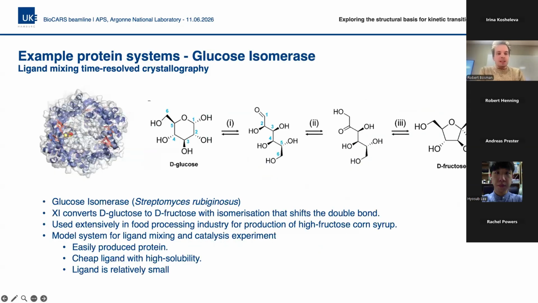And just to round off the introductions of the example protein systems, glucose isomerase, as I mentioned earlier, is responsible for opening up glucose. It then undergoes an isomerization in its linear form and then recyclizes to a fructose. It's extensively used in the food processing industry, so it's got industrial relevance, and it's quite a nice model system. It's quite easy to make this protein, and the ligand is, as I say, quite kinetically nice. It's quite cheap, and it's quite small, and it's very soluble, which is very useful.